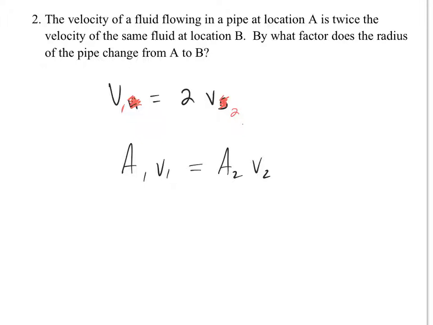And the problem says, by what factor does the radius change? So we are trying to figure out what the new radius is going to be at that second location. I need to know what the radius is when the pipe is at the second part here. So I'm looking for something that's embedded inside of here. So I can replace area for a circle. These are, by the way, all going to be circular pipes. So you can always assume the area equals what?